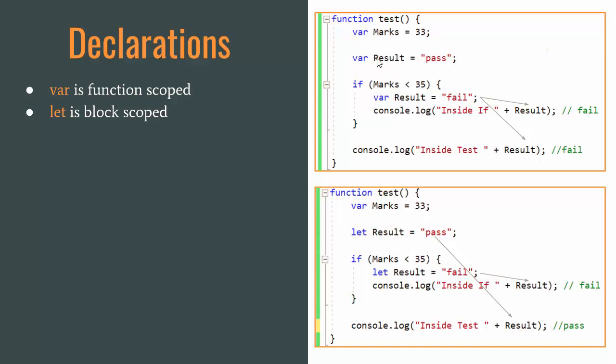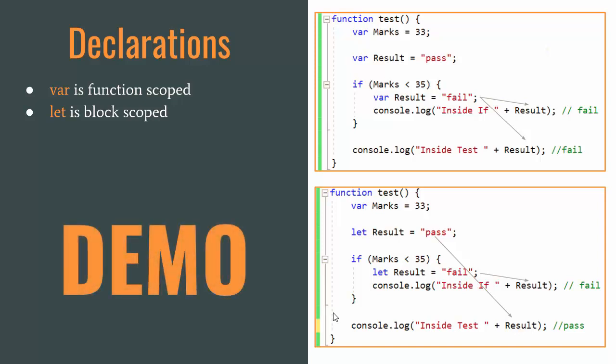Result variable is function scoped. Throughout this function, if you change the value of result, whether you say var or not, it gets reflected everywhere. So it is function scope. Block scope: this variable's scope is inside this if block and this result variable is inside this block. Let is block scope. So from here onwards, whenever we want to declare a variable, we will use let.